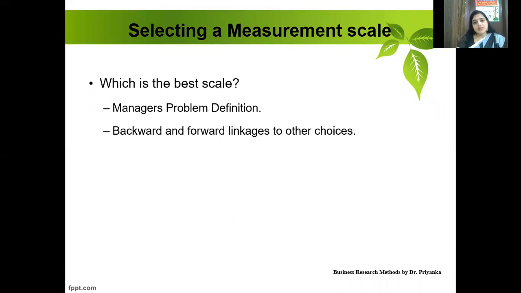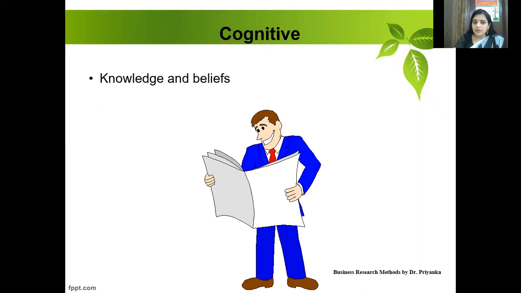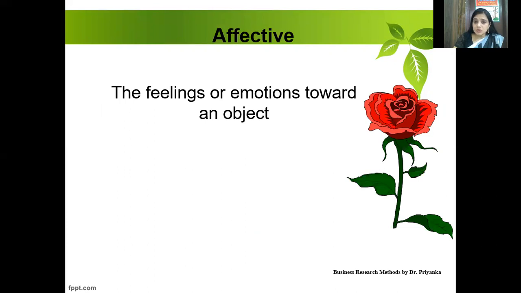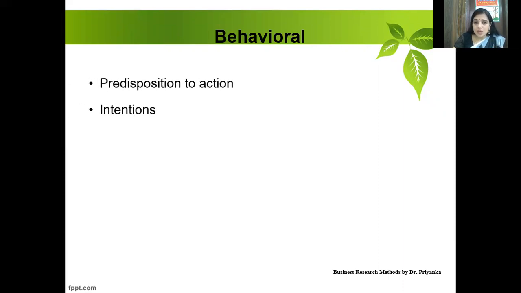Then how should we select a measurement scale? We have defined these three parts of attitude because we are going to use these things throughout the PPT. We are going to use our knowledge and beliefs in one way. We are going to use our feelings and emotions in one way to answer some scaling techniques, right? And we are going to use our behavioral expectations, our intentions also, along with scaling measurement. So that is why we have divided attitude into three parts.